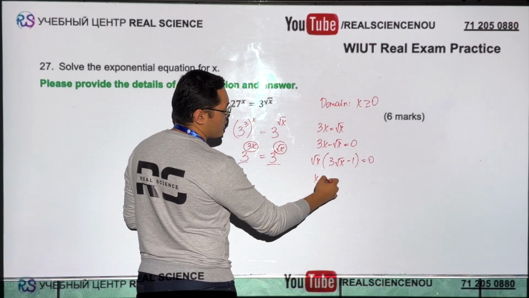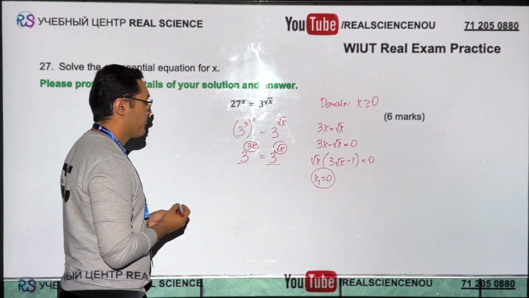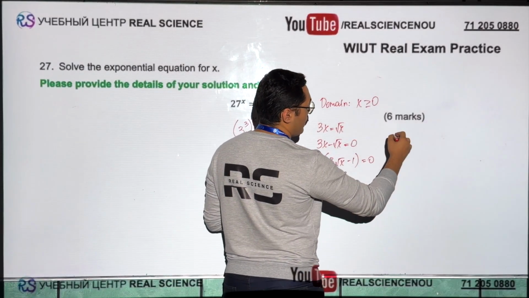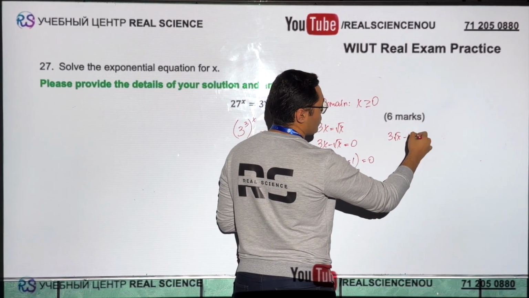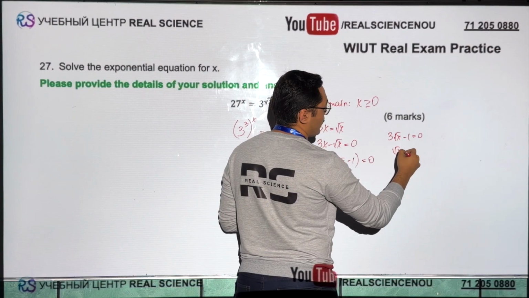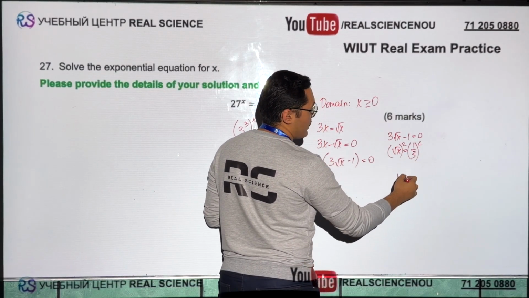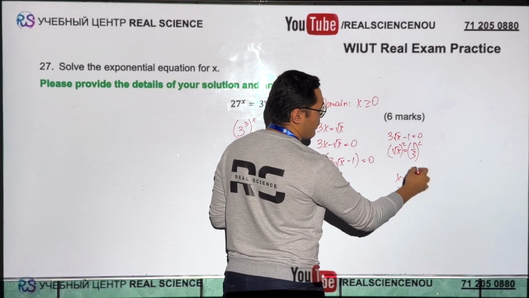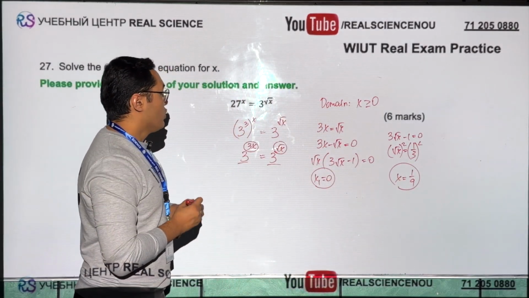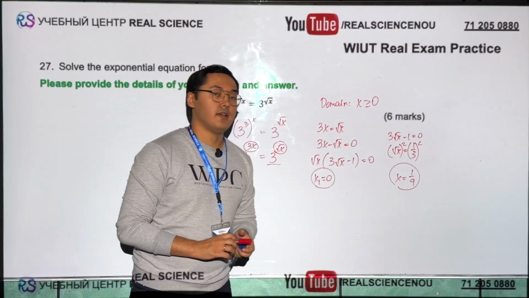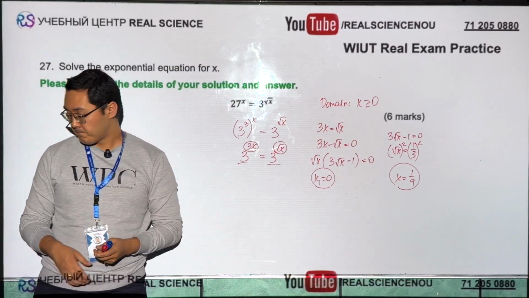So the first solution is x1 is equal to 0. The second solution, 3 square root of x minus 1 is equal to 0. So square root of x is equal to 1 over 3. And if you square both sides, x is going to be equal to 1 over 9. Because the domain includes both these numbers, the first answer is 0. The second answer is 1 over 9.